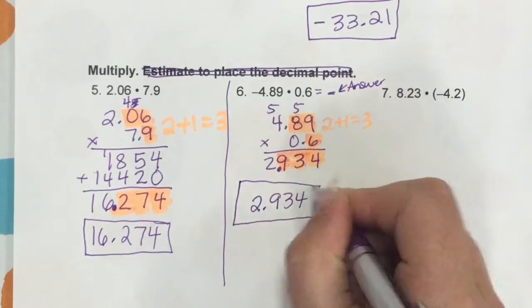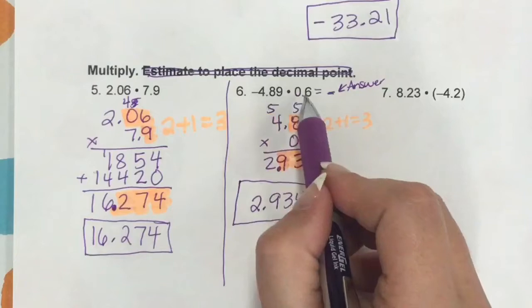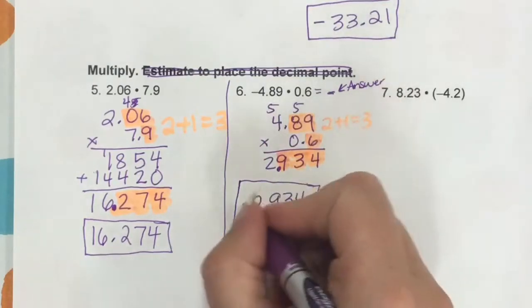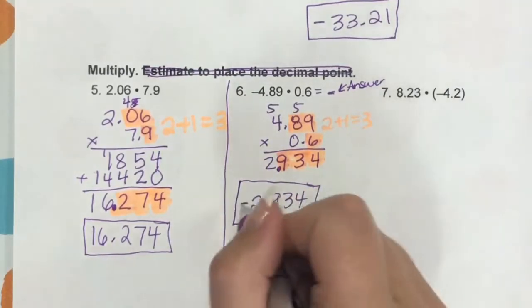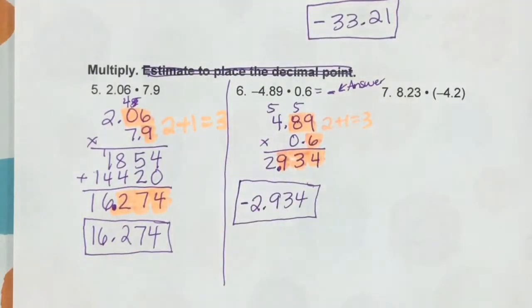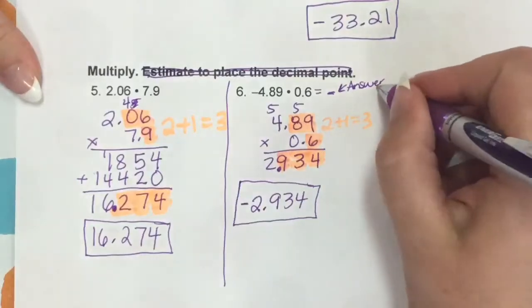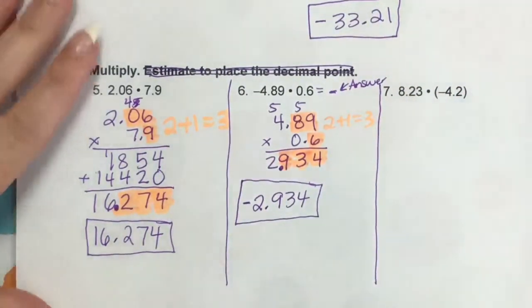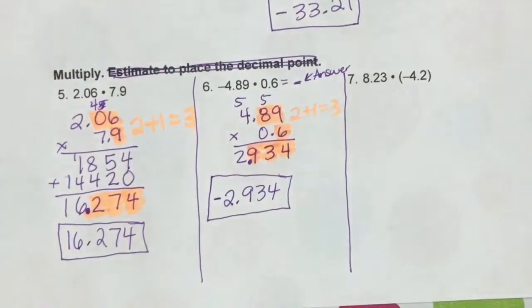However, we cannot forget that it was a negative times a positive. Whenever you have a negative times a positive, your answer is going to be negative. So we got to write in that negative. So the answer is negative 2.934. Awesome. If you got that one right, great job. Okay, on to number 7. This is the last one on this page.